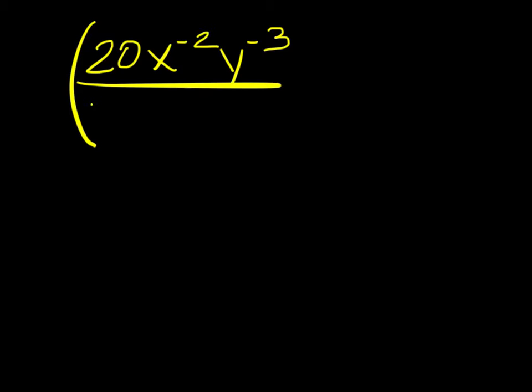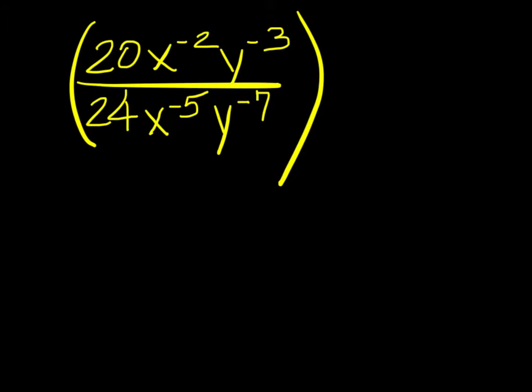Practice problem, bring this up. 20x to the negative 2, y to the negative 3 over 24x to the negative 5, y to the negative 7th. All of that to the second power.